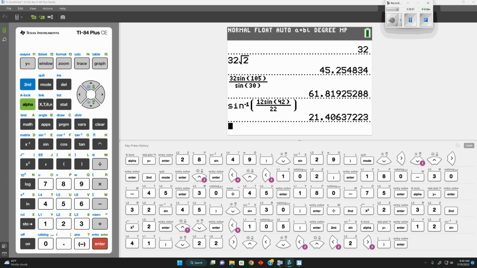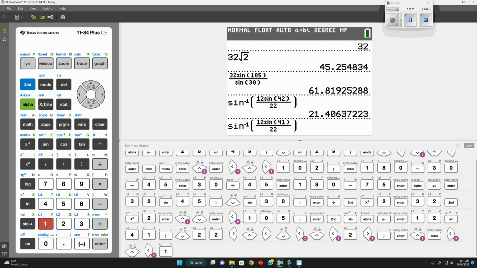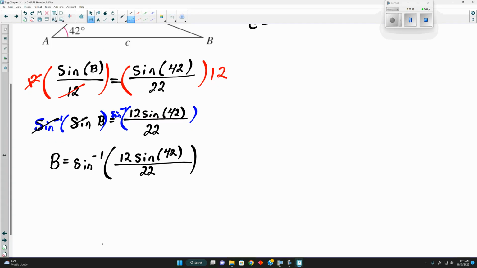I'm curious about something. I was wanting to see how far off the angle would be by that 1 unit. Significant. So the other angle is 21.4 degrees. So B, 21.4 degrees. Questions on how we found the measure of angle B?